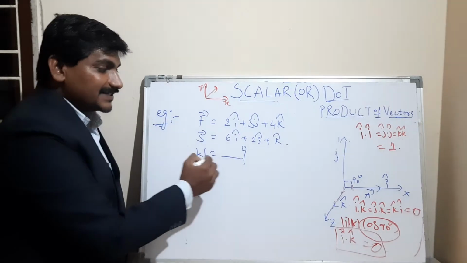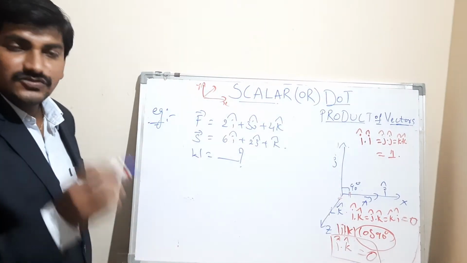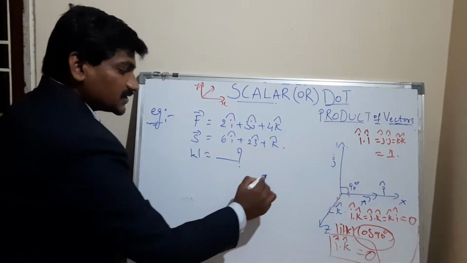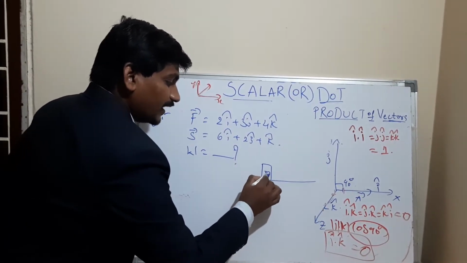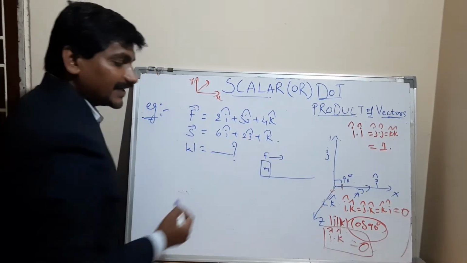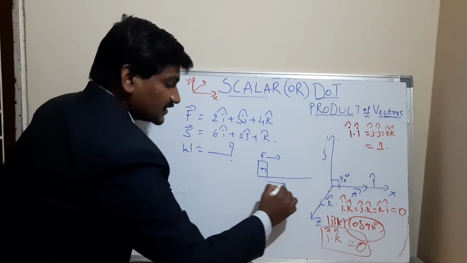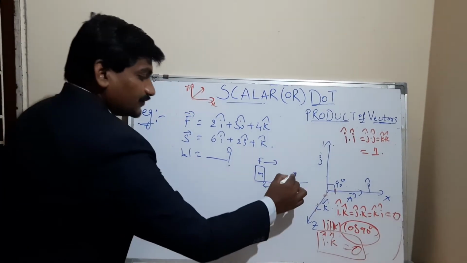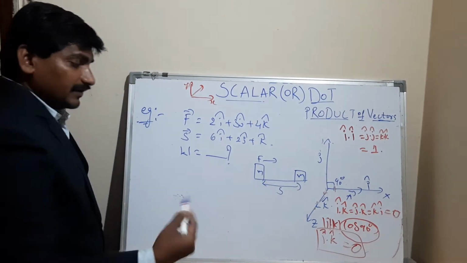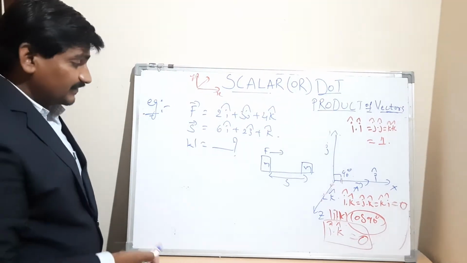Yeah, we will discuss one numerical in a case of dot product, then the complete dot product will be so clear for you. A force is exerted on an object in this direction, let us say, and the displacement of the object is a certain distance s, up to here. Then what is the work done?